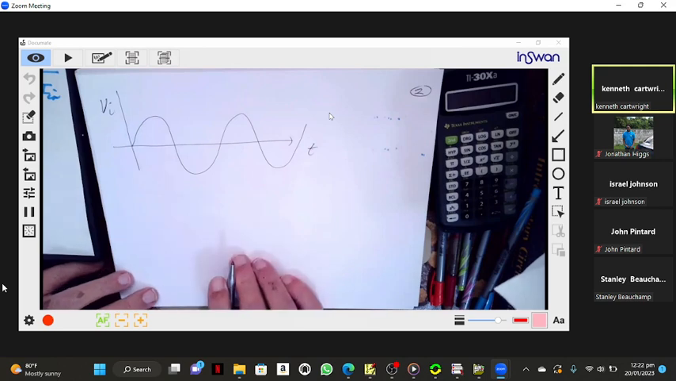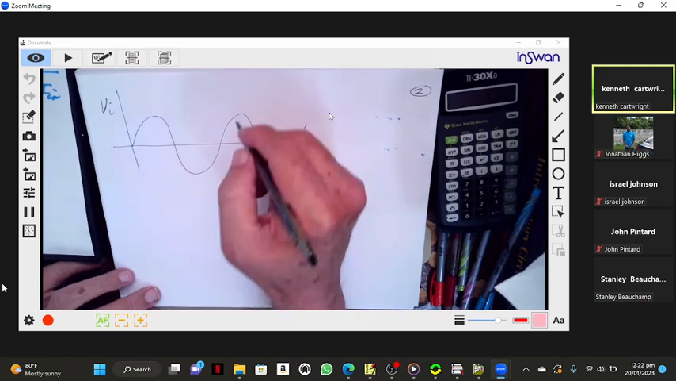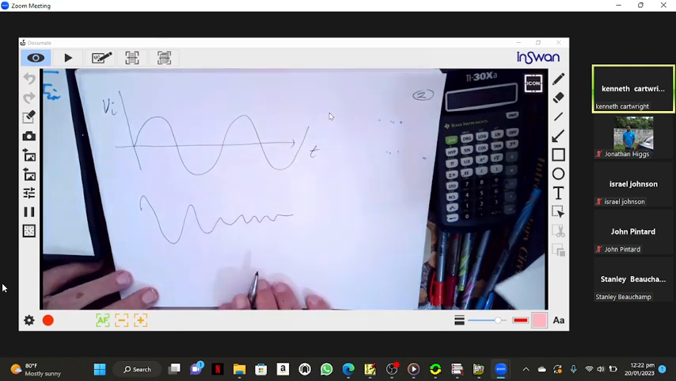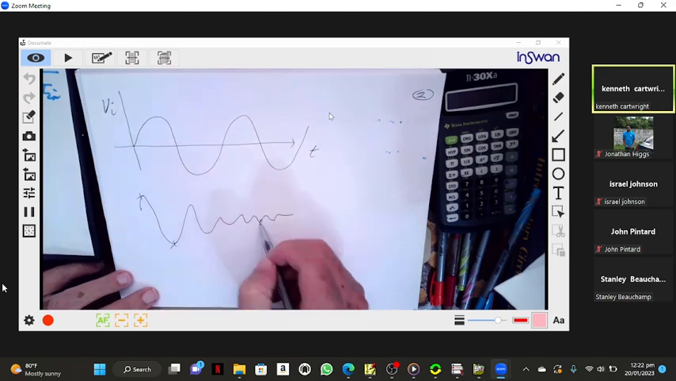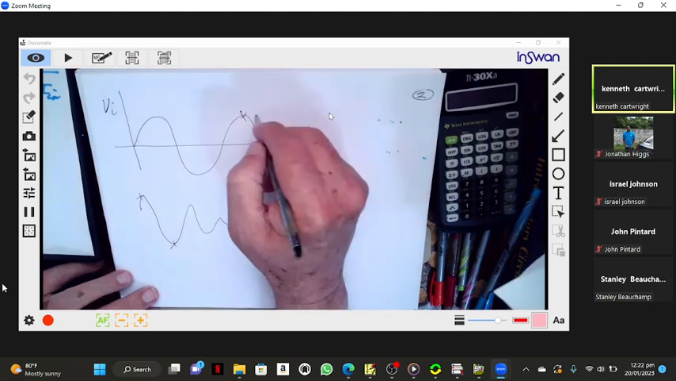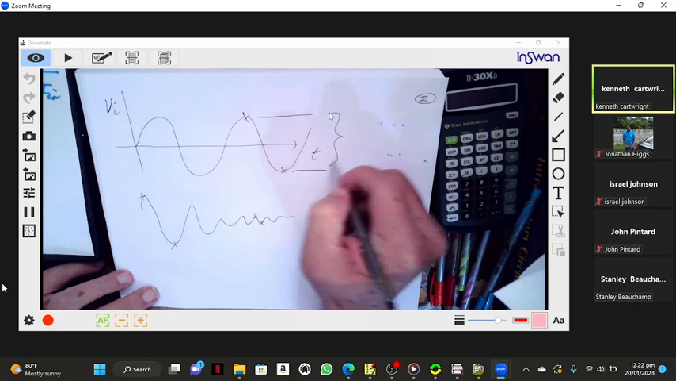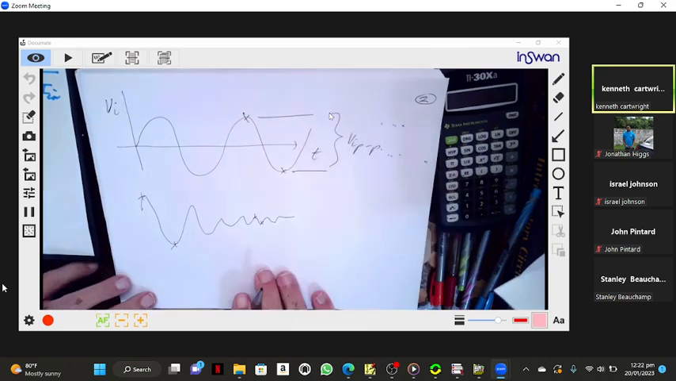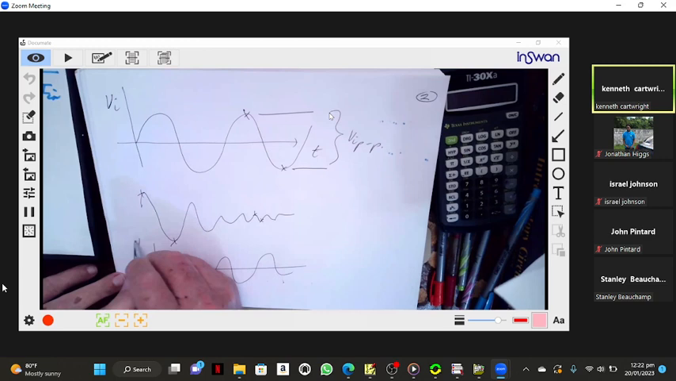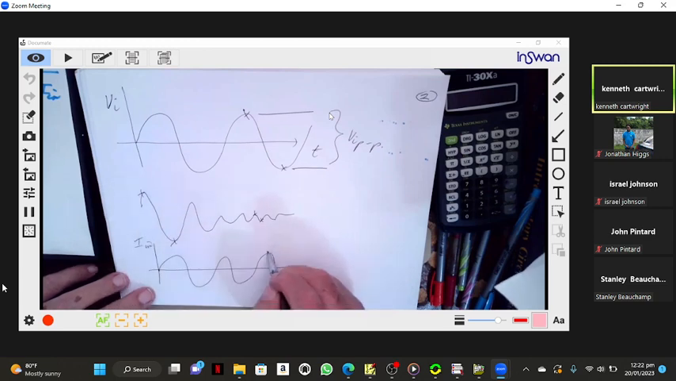So Vi is doing this, and then it settles. So we don't want this peak to peak. We want peak to peak out here after it's settled. We get that measurement, and we'll have Vi peak to peak. And the same is true of In. We would simulate In, and we'll get In peak to peak.